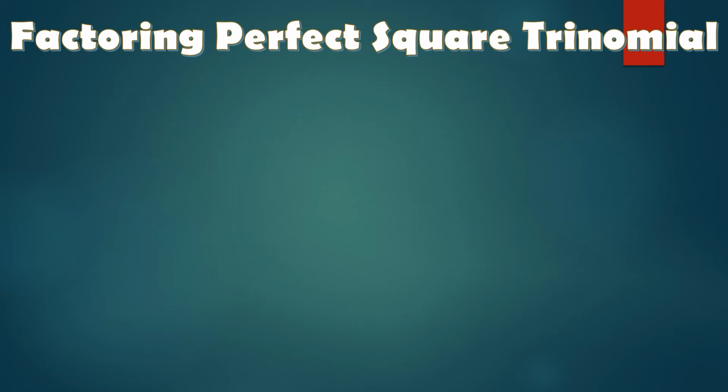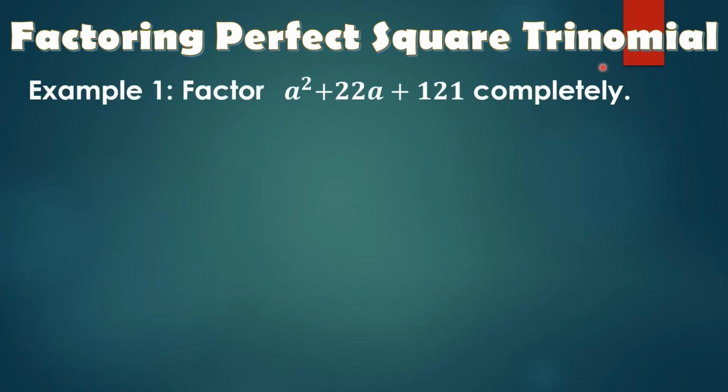I-apply natin ang pattern na yon sa paghahanap ng factors ng perfect square trinomial. Number 1, factor a squared plus 22a plus 121 completely. So, kuhanin natin ang square root ng a squared. Ang square root ng a squared ay a. Kuhanin din natin ang square root ng 121, which is 11. Since perfect square trinomial na to, gagamitin na natin ang pattern para makuha ang factors niya.